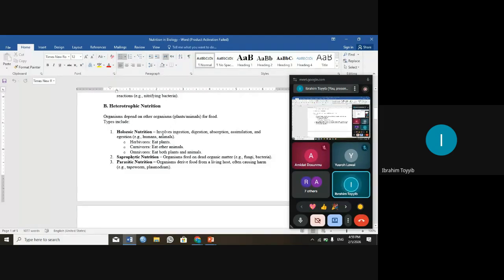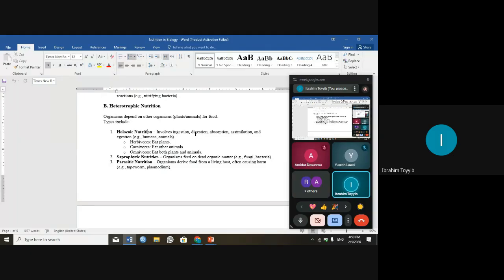So that's heterotrophic nutrition. The first type of heterotrophic nutrition is called holozoic nutrition. This involves ingestion, that is taking in food through your mouth, and it will pass through your esophagus to your stomach, and all other chemical digestion will occur.